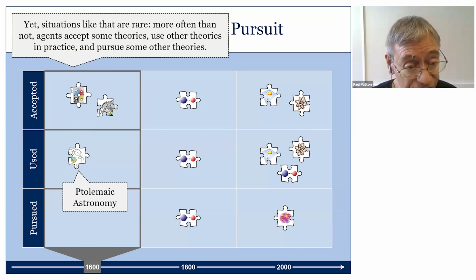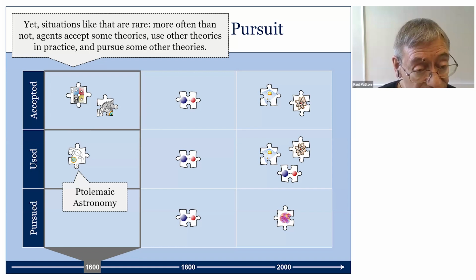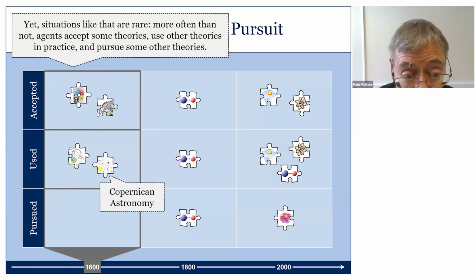The Ptolemaic astronomy was considered a useful calculating tool for determining the positions of the planets, not as the best description of the world, but as a useful tool for figuring the positions of the planets. Copernican astronomy was also used in that context as a way of calculating where the planets were.